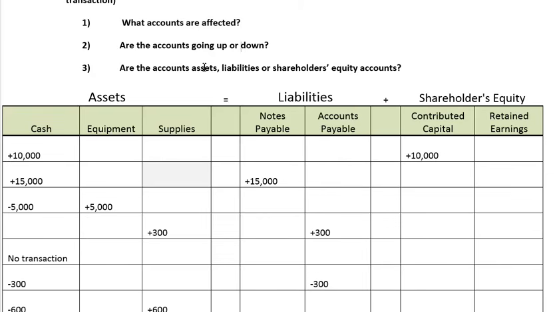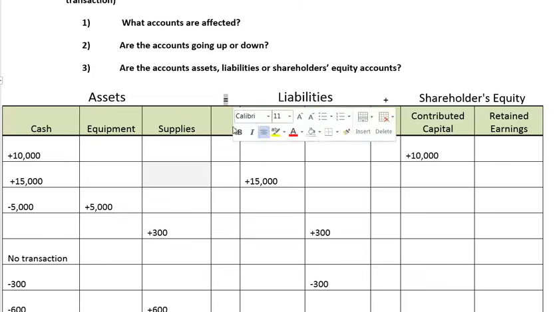And are the accounts assets, liabilities, or shareholders' equity accounts? Well, supplies is an asset. It's going up $300. We determined that up here. Accounts payable is a liability. So it's on the liability side, and it's going up because we bought it on credit. So you can see assets are going up $300 and liabilities are going up $300.